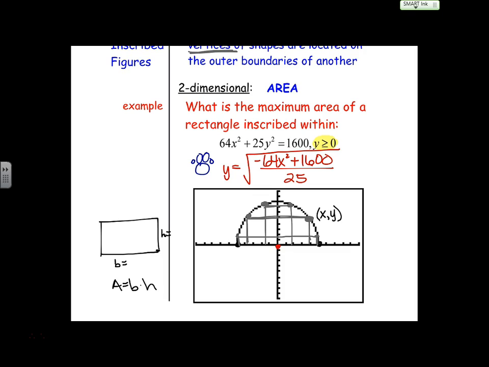So, question. If x starts in the middle and goes out, how many x's do I need to make the entire base of my rectangle? One more time. If x starts in the middle and goes out, how many x's do I need to get the entire base of my rectangle? 2 x's. So base is 2x. So x starts in the middle and goes out, so I need 2 of those to make the base. And y starts from the x-axis and goes up, right? So if that's y, all I need is 1y.